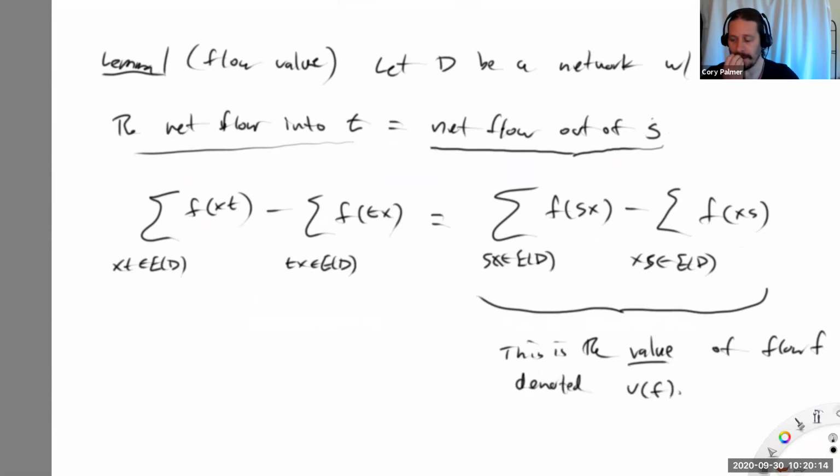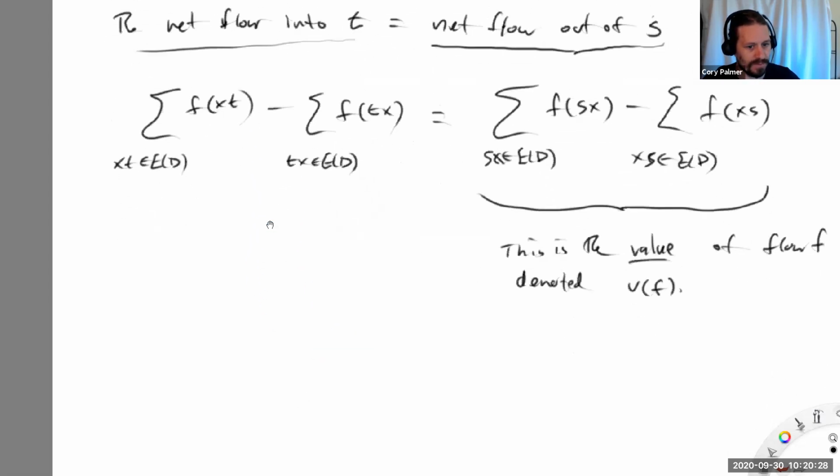Okay, so now we have a way to record how big a flow is. And of course, we want to maximize this. We have some network of pipes here. I want to know what's the best I can do. What's the most water I can send across at any given time? Okay, let's prove the lemma first, though.